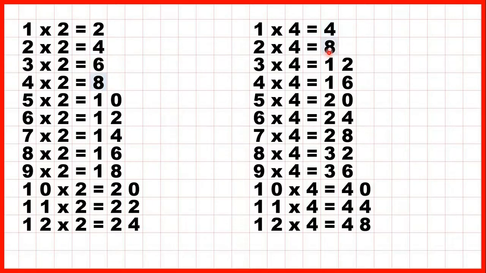2 times 4 is the same as 4 times 2. 3 times 4 is the same as 6 times 2. 4 times 4 is the same as 8 times 2. 5 times 4 is the same as 10 times 2. 6 times 4 is the same as 12 times 2. And all of our other multiples of 4 would also appear in the 2 times table if we carried on our 2 times table past 12 times 2.